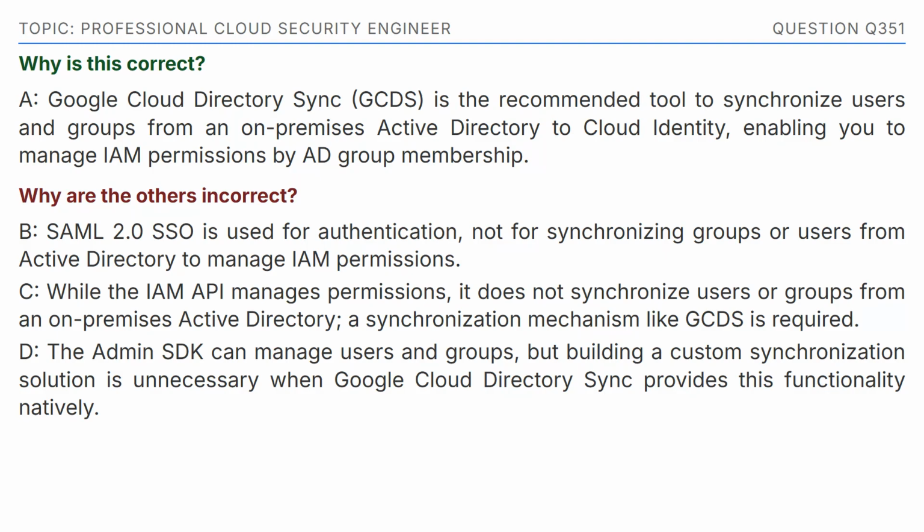A. Google Cloud Directory Sync, GCDS, is the recommended tool to synchronize users and groups from an on-premises Active Directory to Cloud Identity, enabling you to manage IAM permissions by AD group membership.